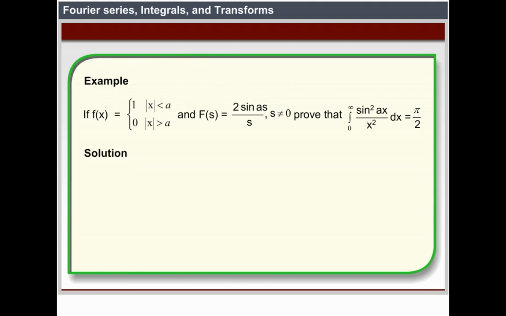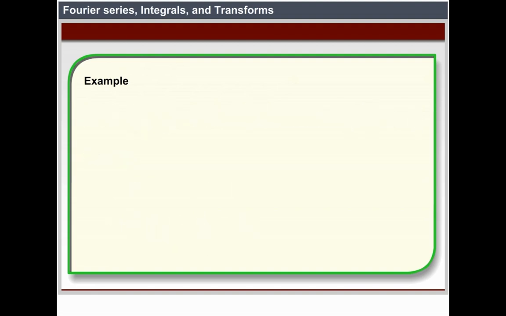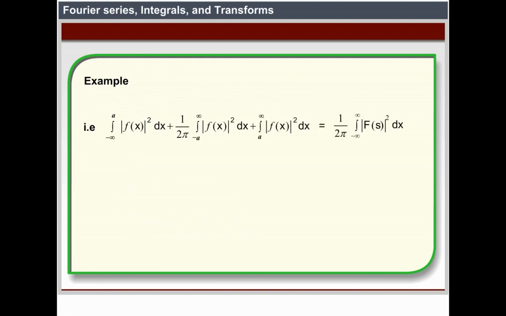Solution: Parseval's identity states 1 by 2 pi integral minus infinity to plus infinity modulus of capital F of s square into ds equal to integral minus infinity to plus infinity modulus of f of x square into dx, that is integral minus infinity to minus a modulus of f of x square into dx plus integral minus a to a modulus of f of x square into dx plus integral a to infinity modulus of f of x square into dx equal to 1 by 2 pi integral minus infinity to plus infinity modulus of capital F of s square into ds.